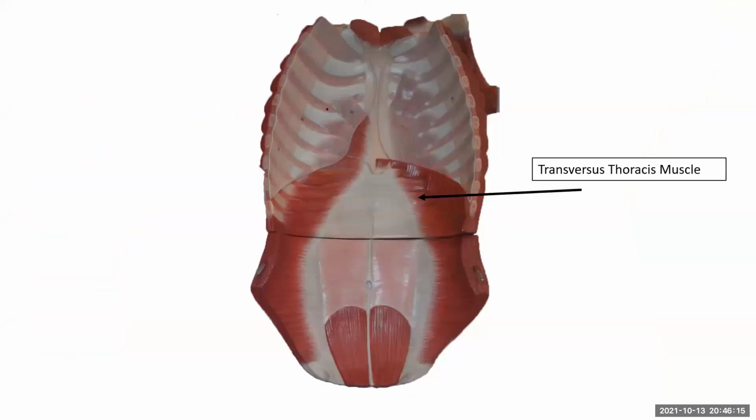On the inside here, again, this is the internal view. This is that muscle I was telling you about before. We're up in the rib cage here. These muscle fibers are going side to side. This is transversus thoracis. Okay, transversus thoracis.